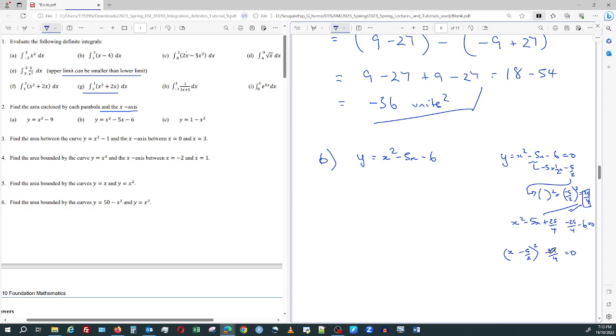So 49 on 4, so it's at plus 5 on 2 shifted down. At plus 5 on 2, 2 2s are 4, so that's 2.5. And shifted down here, 49, which is what? 4, 12 and a quarter. Okay, and at that point there, then it goes up and minus 6.